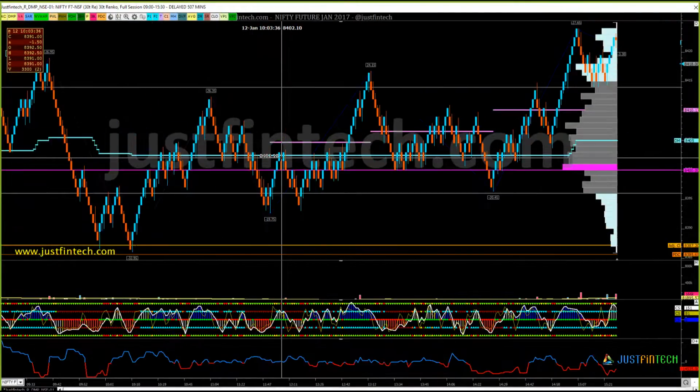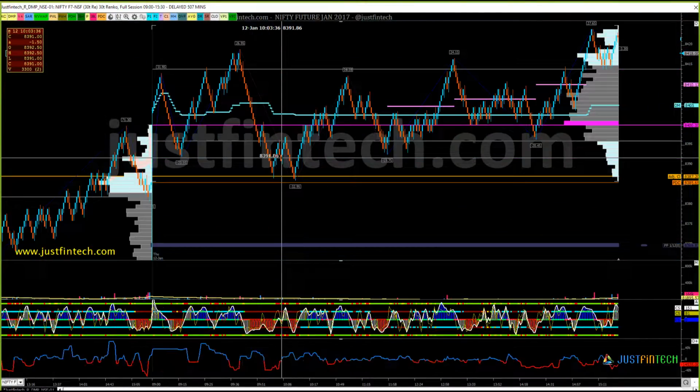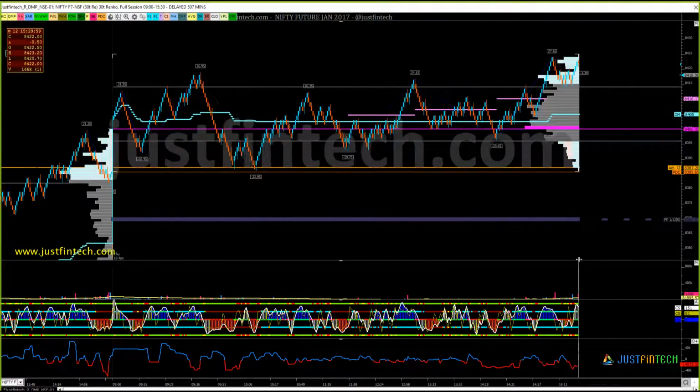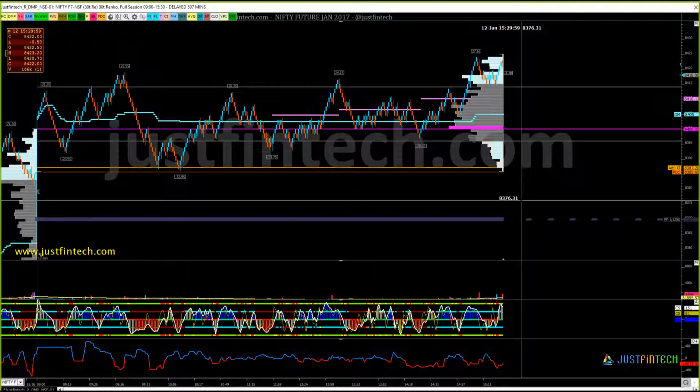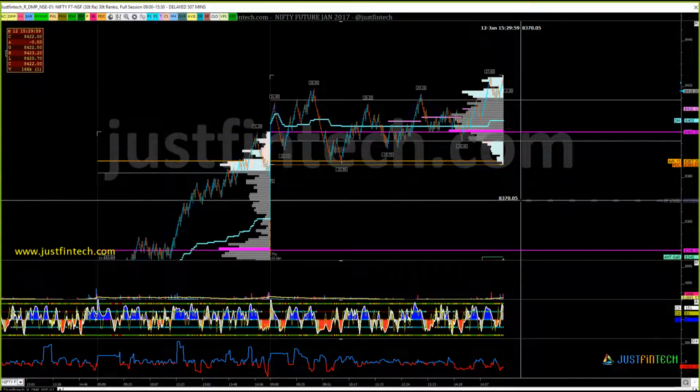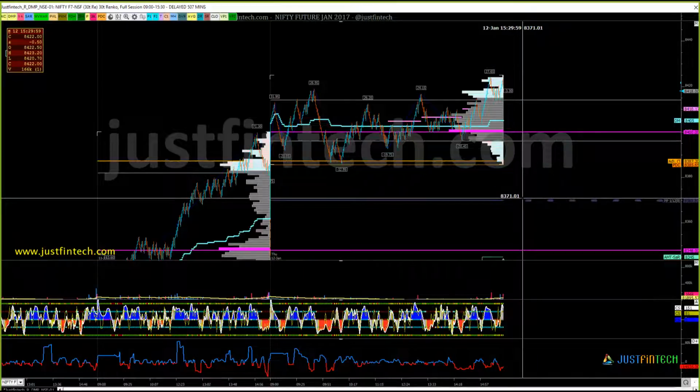Now let's have a look at what we can expect today. So I had the expectation of hitting 8440, which actually SGX has hit today, but that's of no use for us.